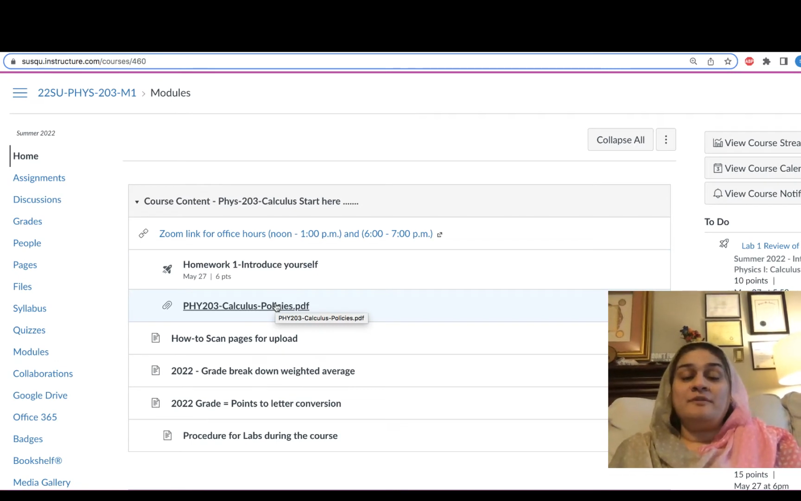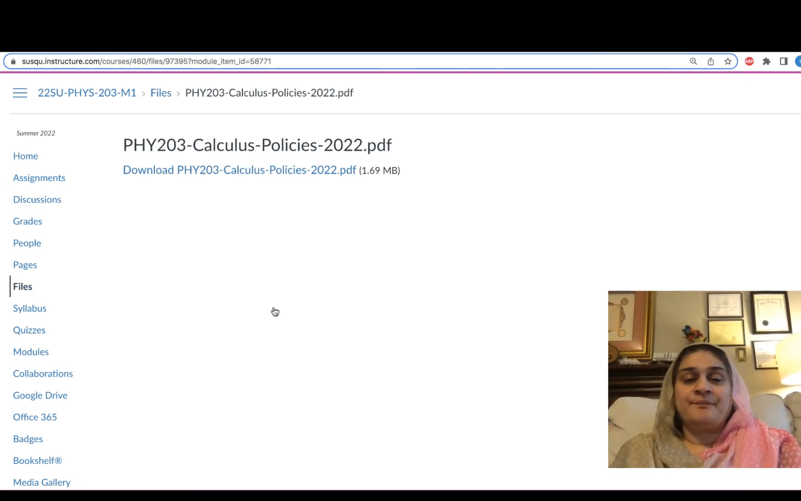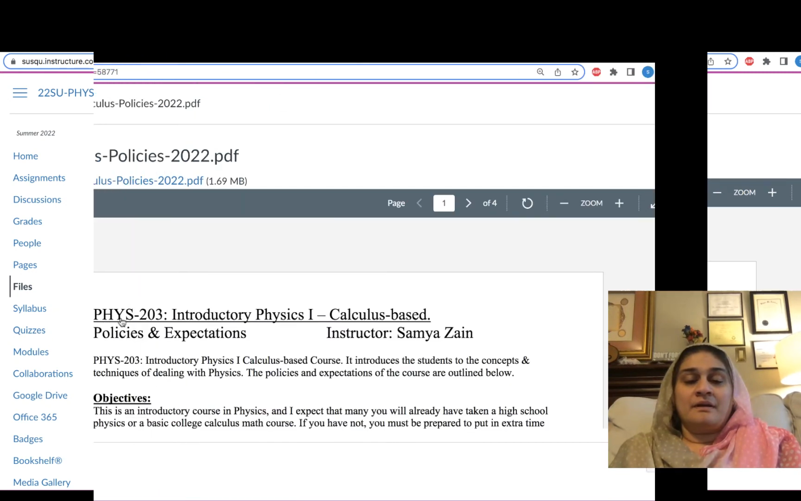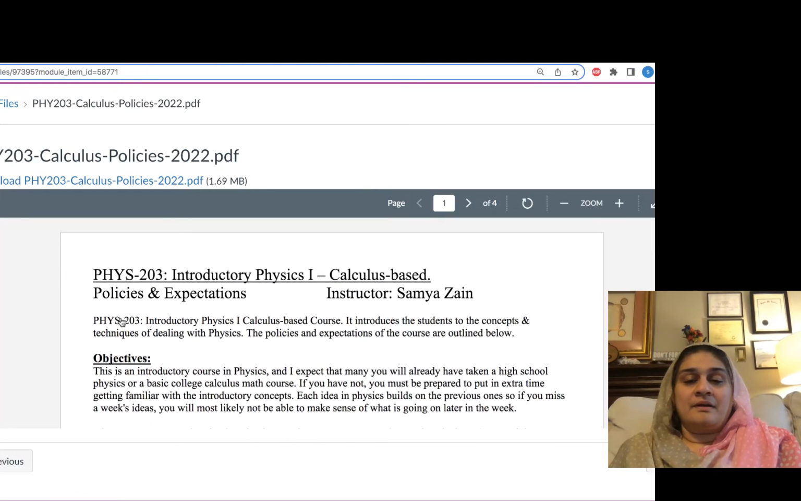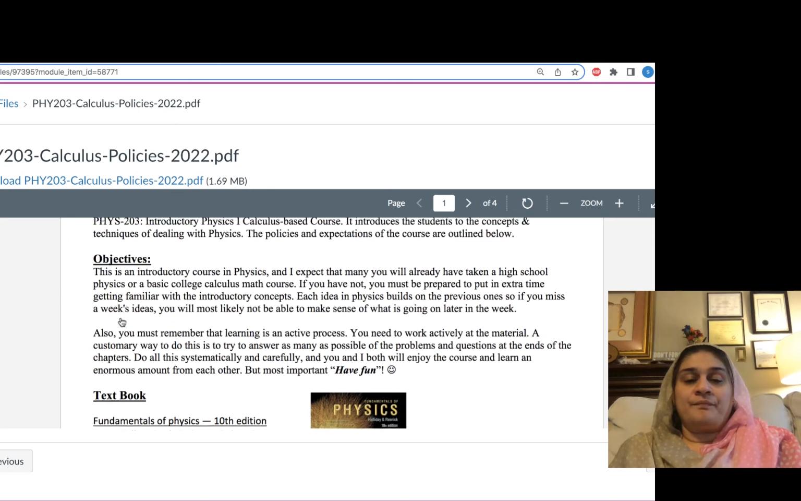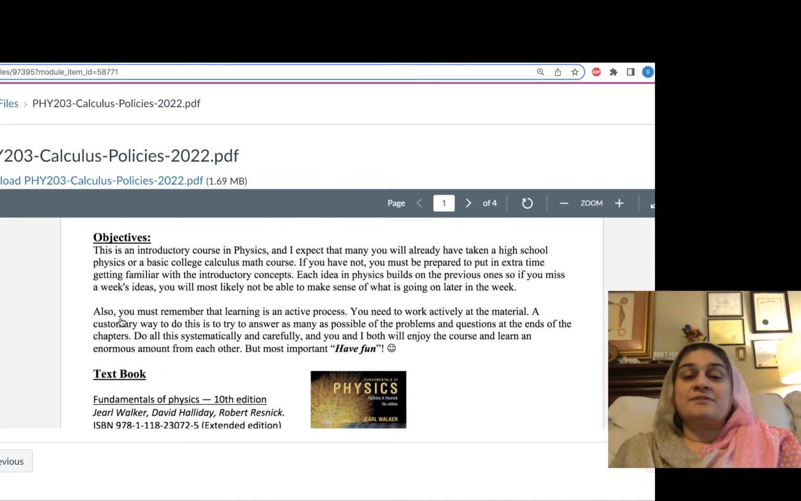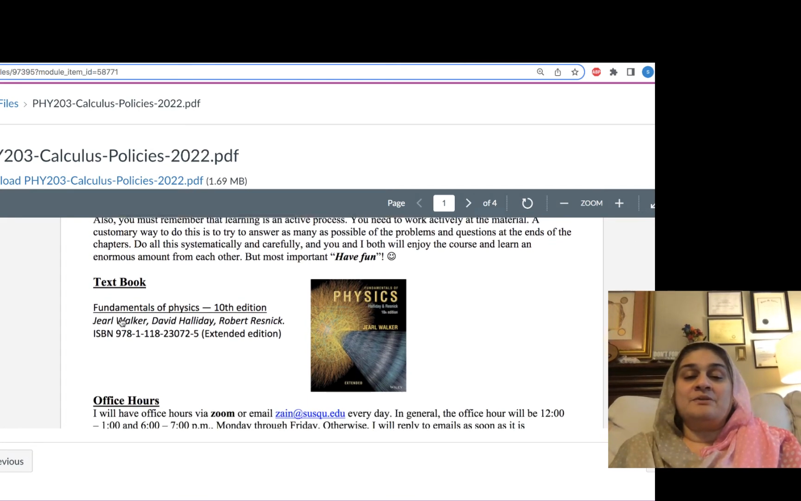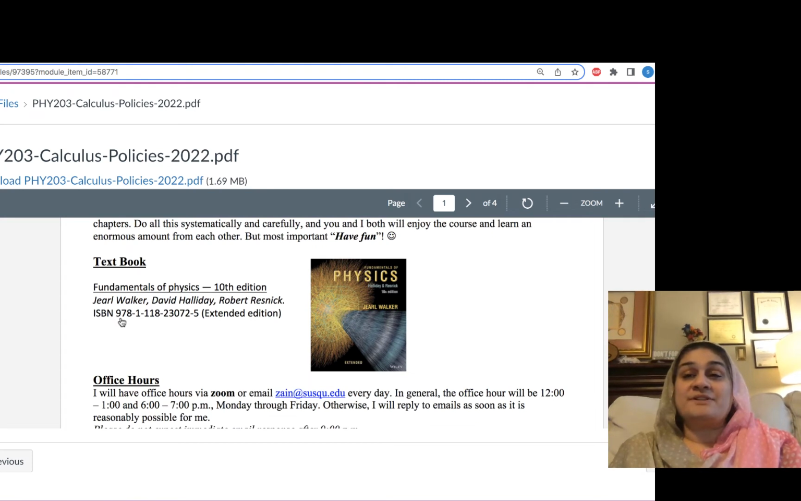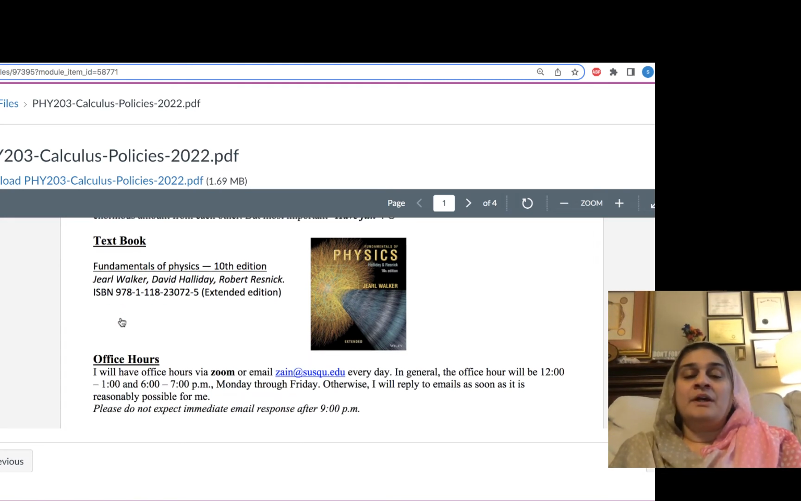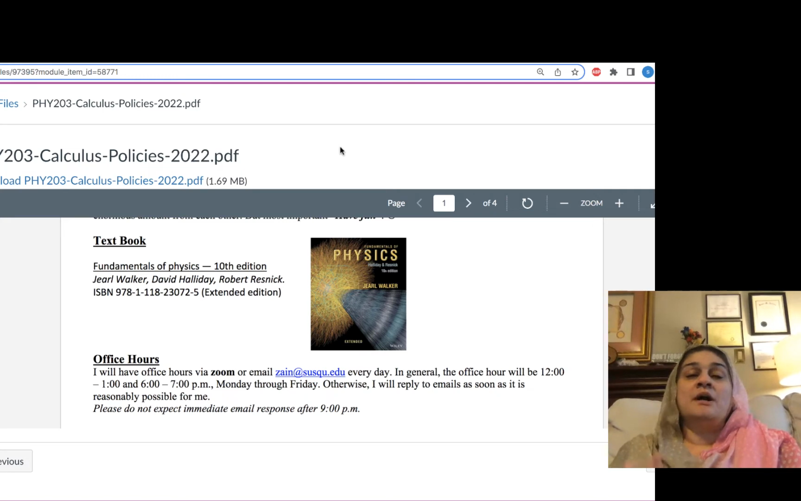So before we move on, let me quickly run you through the policies and expectations of the course. First things first, the book that we will be using here is The Fundamentals of Physics, the 10th edition by Walker, Halliday, and Resnick. You can get this book from the bookstore or you can order it online, but please make sure you have it available before the course starts.